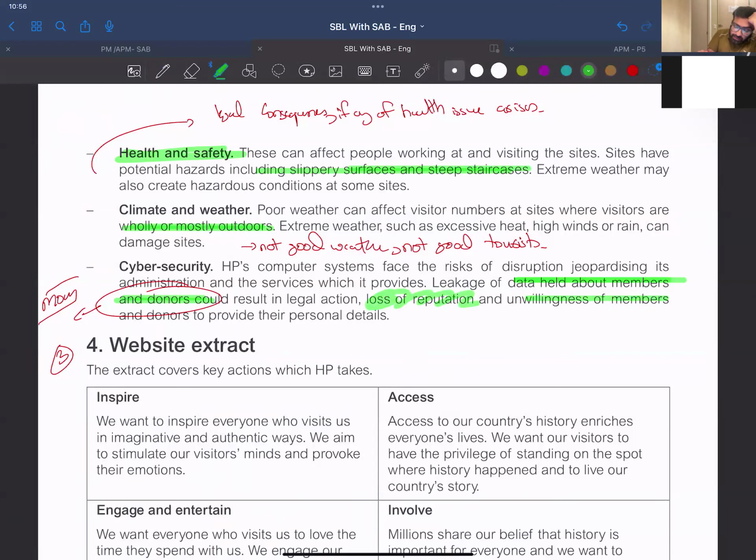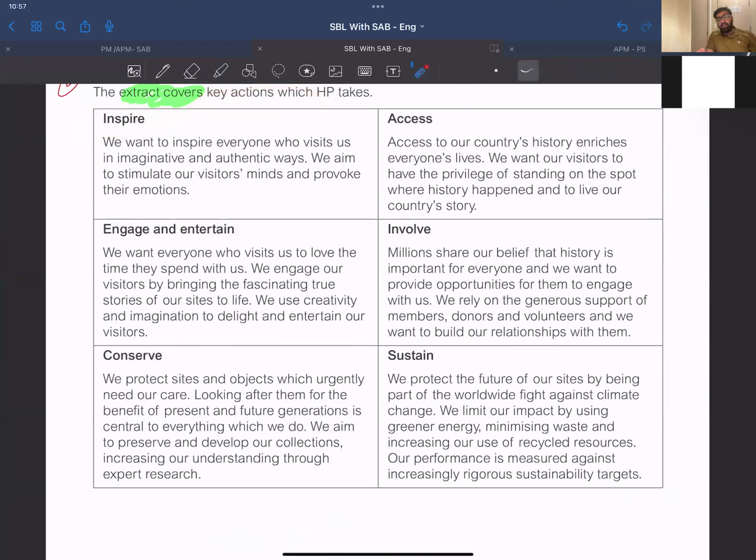So let's do it. Our key actions are inspire. Consider you are the employee of HP, right? HP advertises that we are here to inspire. We want to inspire everyone who visits us in imaginative and authentic ways, stimulate our visitors' minds and provoke their emotions, right? So we want to provoke their emotions.